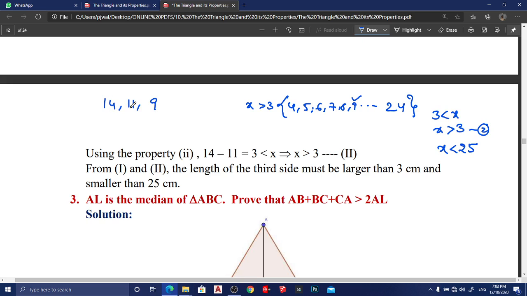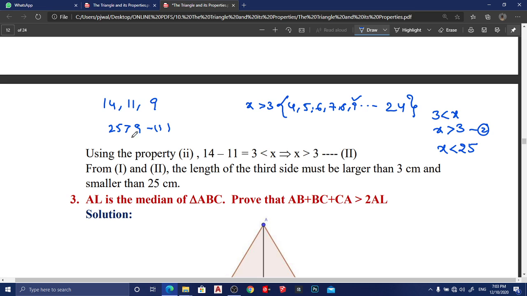By adding any two sides, the sum of these two sides should be greater than the third one. Check here. 14 plus 11 is how much? It is 25. This is greater than the 9. This is the first condition satisfying.